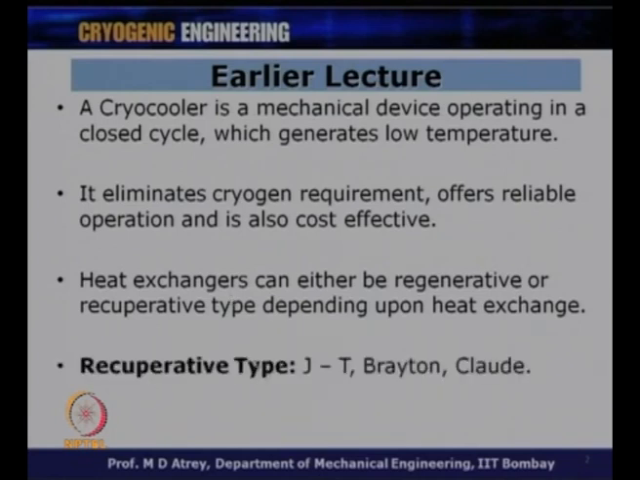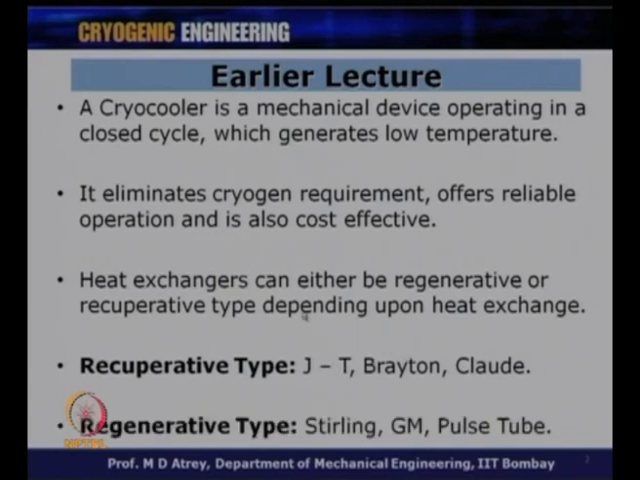If we have recuperative heat exchanger, then we can have Joule-Thomson cryocooler, Brayton cryocooler, or Claude cryocooler. And if we have regenerative type of heat exchanger, then we have Stirling cryocooler, GM or Gifford-McMahon cryocooler, and pulse tube cryocooler. And this was the broad classification of a closed cycle cryocooler under the heat exchanger that is used in the cryocoolers.